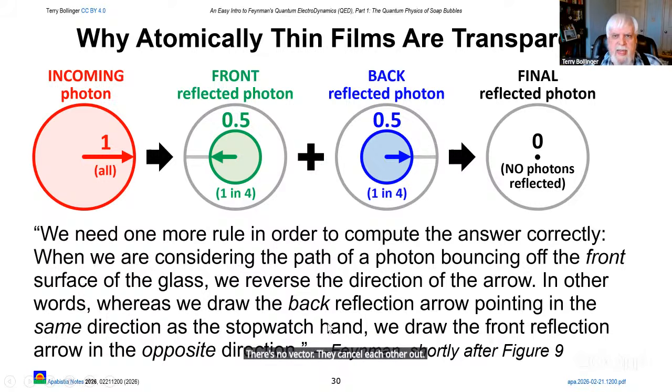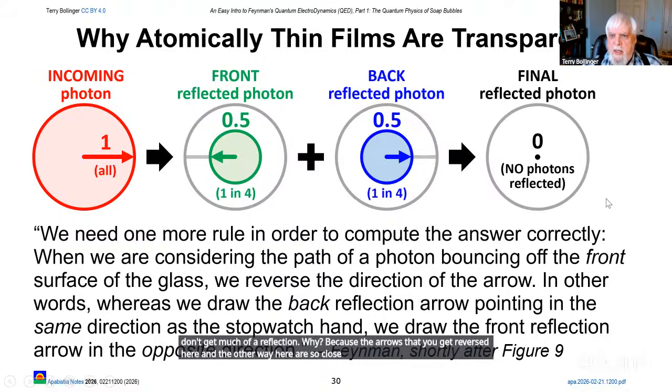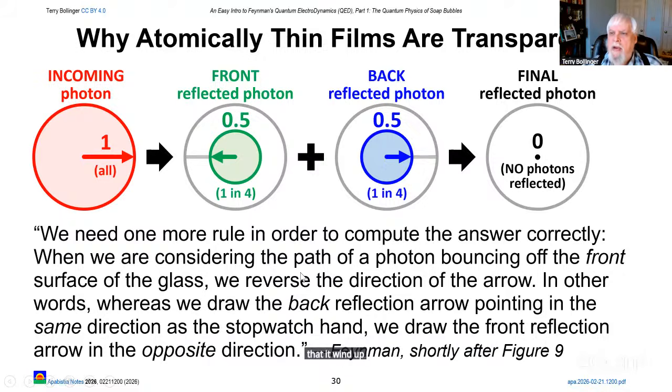So what this is saying, if you add this rule that Feynman talks about shortly after figure 9, is that for an atomically thin film, even if it's a highly reflective material, you don't get a reflection. You don't get much of a reflection. Why? Because the arrows that you get reversed here and the other way here are so close together that they wind up canceling.